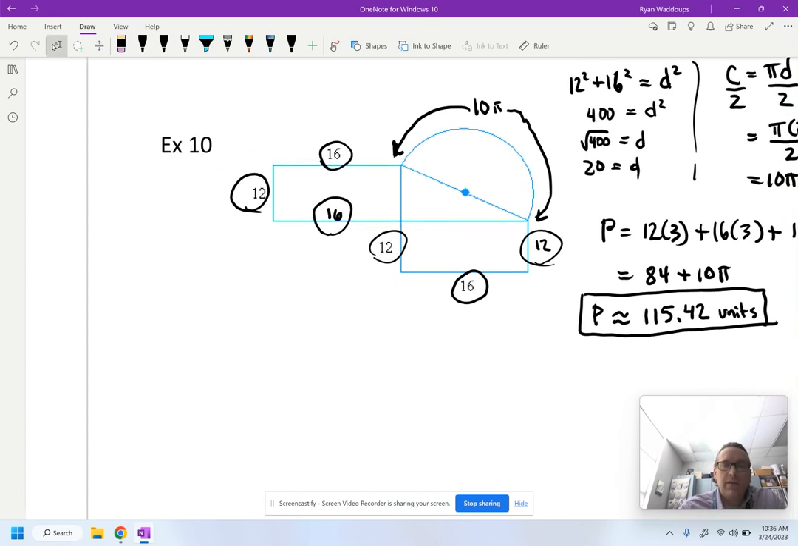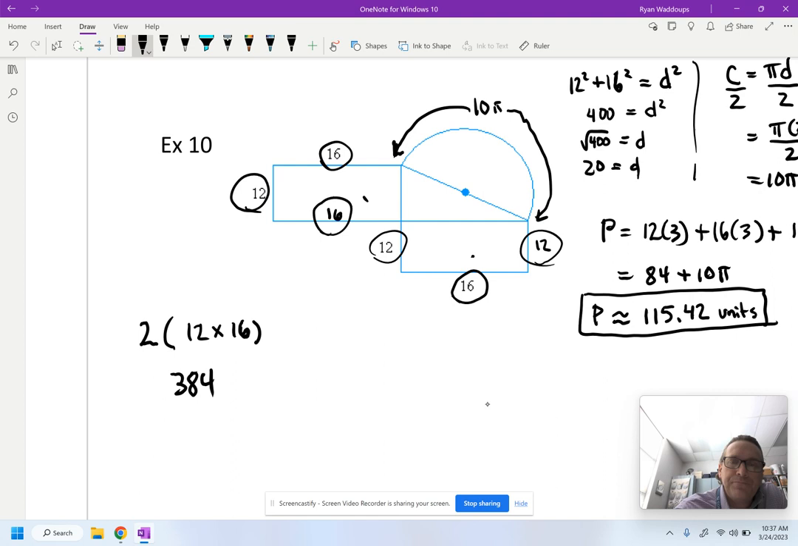Now, for the area, there are two rectangles that are the same, 12 by 16, 12 by 16. And so I can take 2 times the 12 by 16. This is the area of one of those rectangles, and if I multiply it by 2, that gives me twice the area. So 2 times 12 times 16, and that gives me 384.